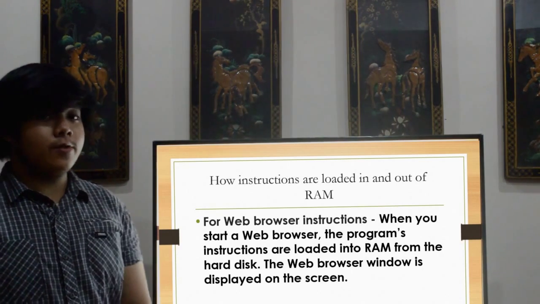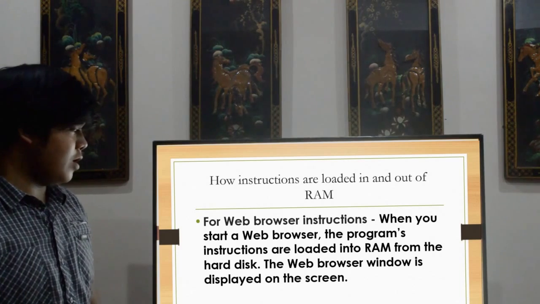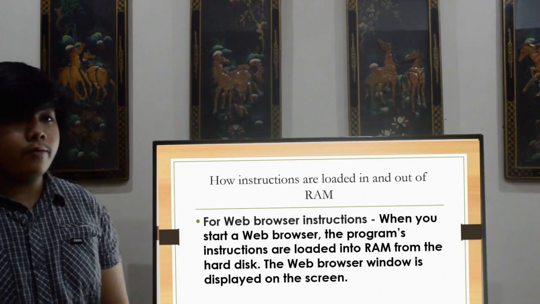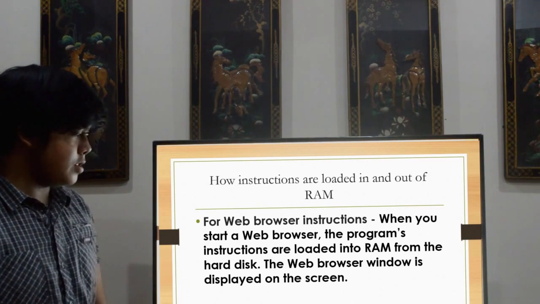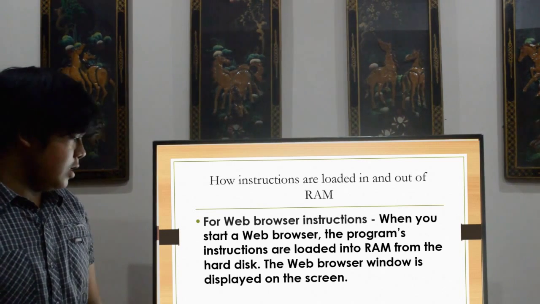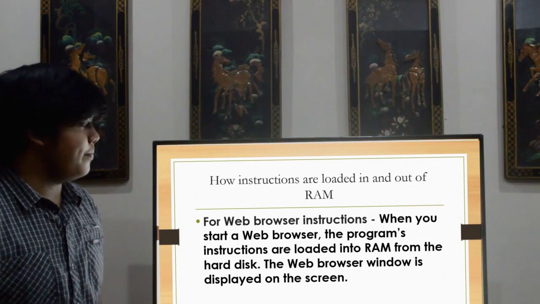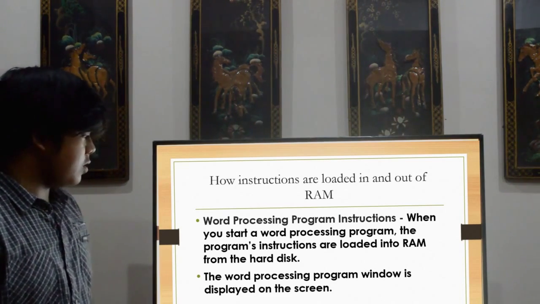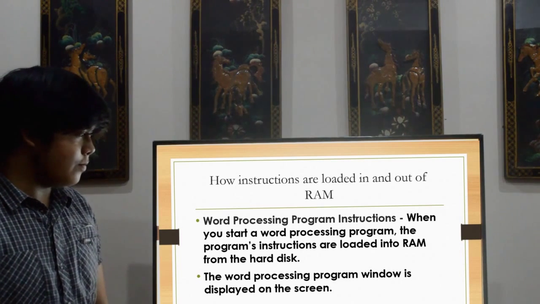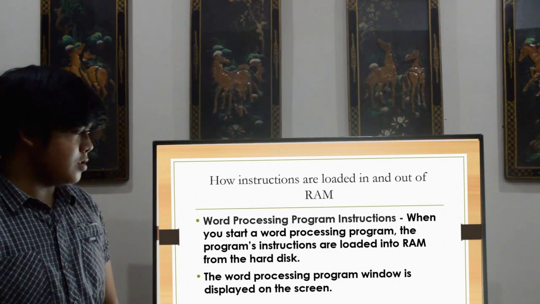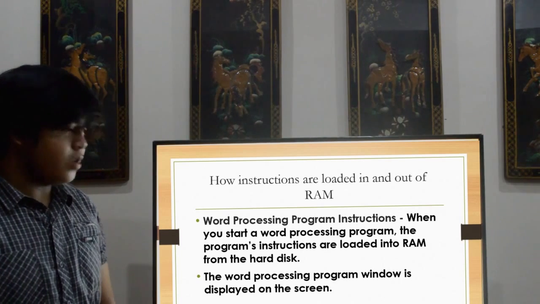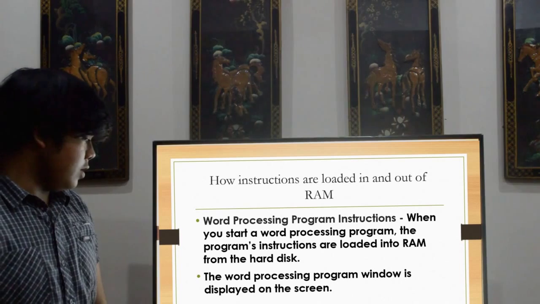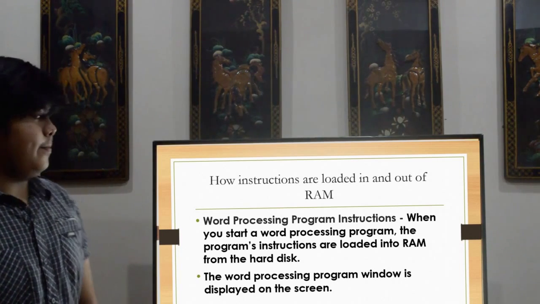For web browser instructions, when you start a web browser, the program's instructions are loaded into RAM from the hard disk. The web browser window is displayed on the screen. Word processing program instructions: when you start a word processing program, the program instructions are loaded into RAM from the hard disk. The word processing program window is displayed on the screen.